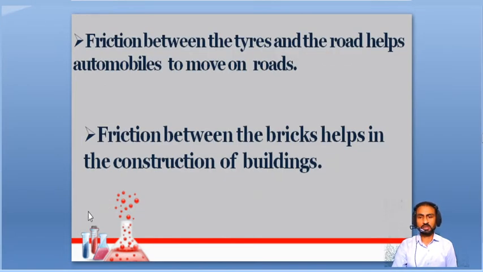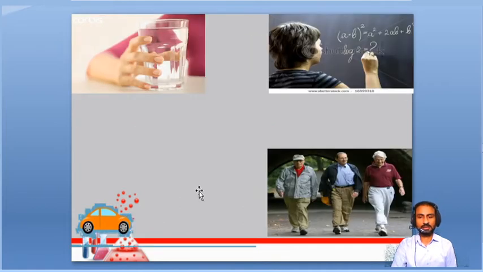Friction between the tire and the road helps all automobiles move very easily. Friction between the bricks helps us to construct the house. So as you can see, these are various activities which we perform during our daily life, and these are very important.